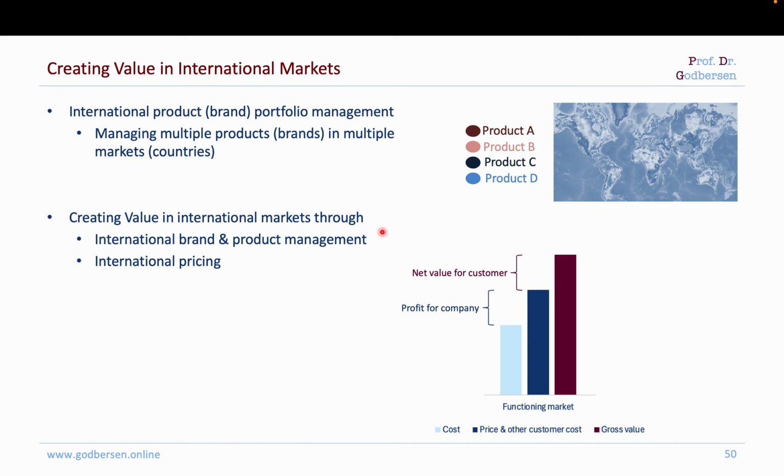Let me take a step back to the basics. When does a market work out and when does a business model work out? That is when the price of the product is higher than the cost, so that the company can turn a profit. But customers will only buy this product or brand if their net utility, the value they get out of the product, is higher than the price and the additional customer cost.